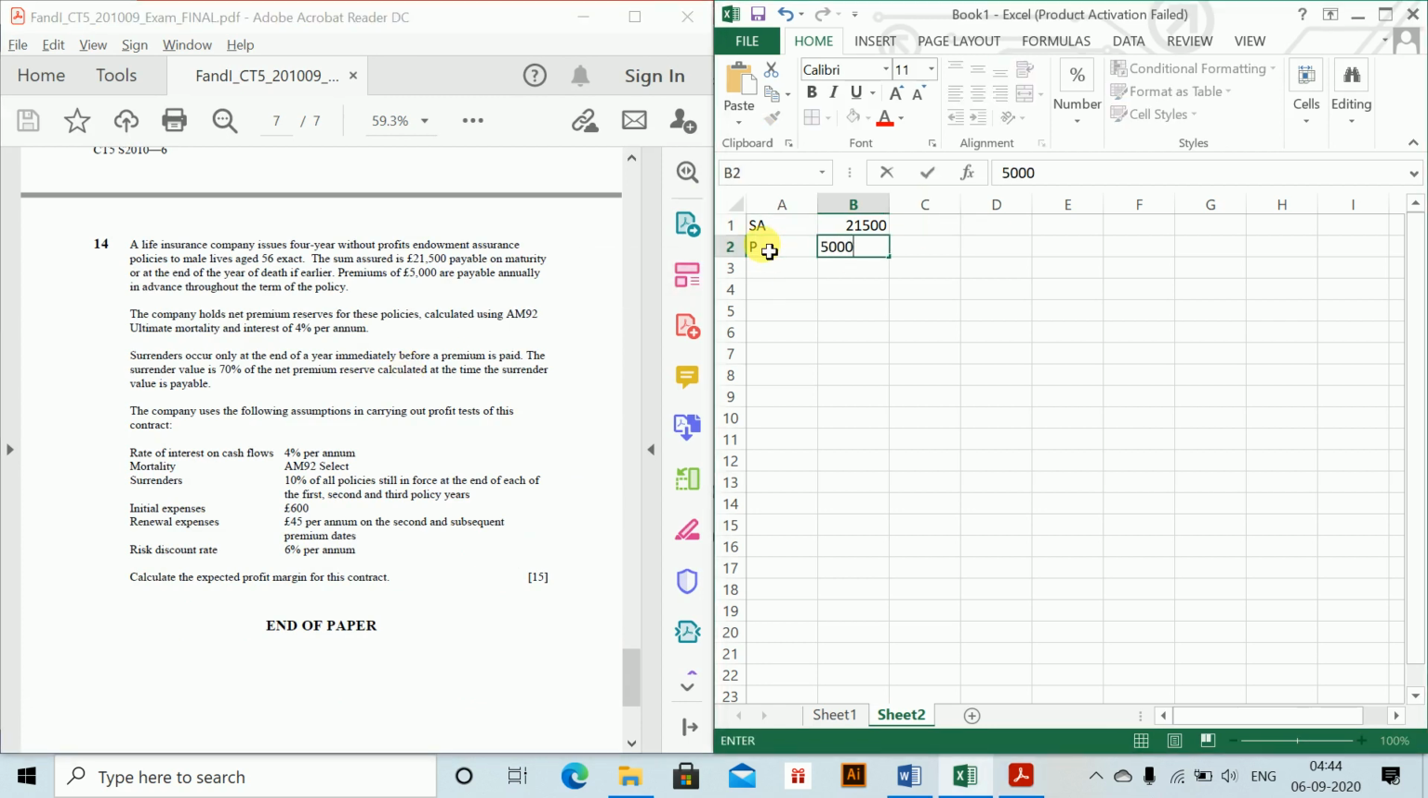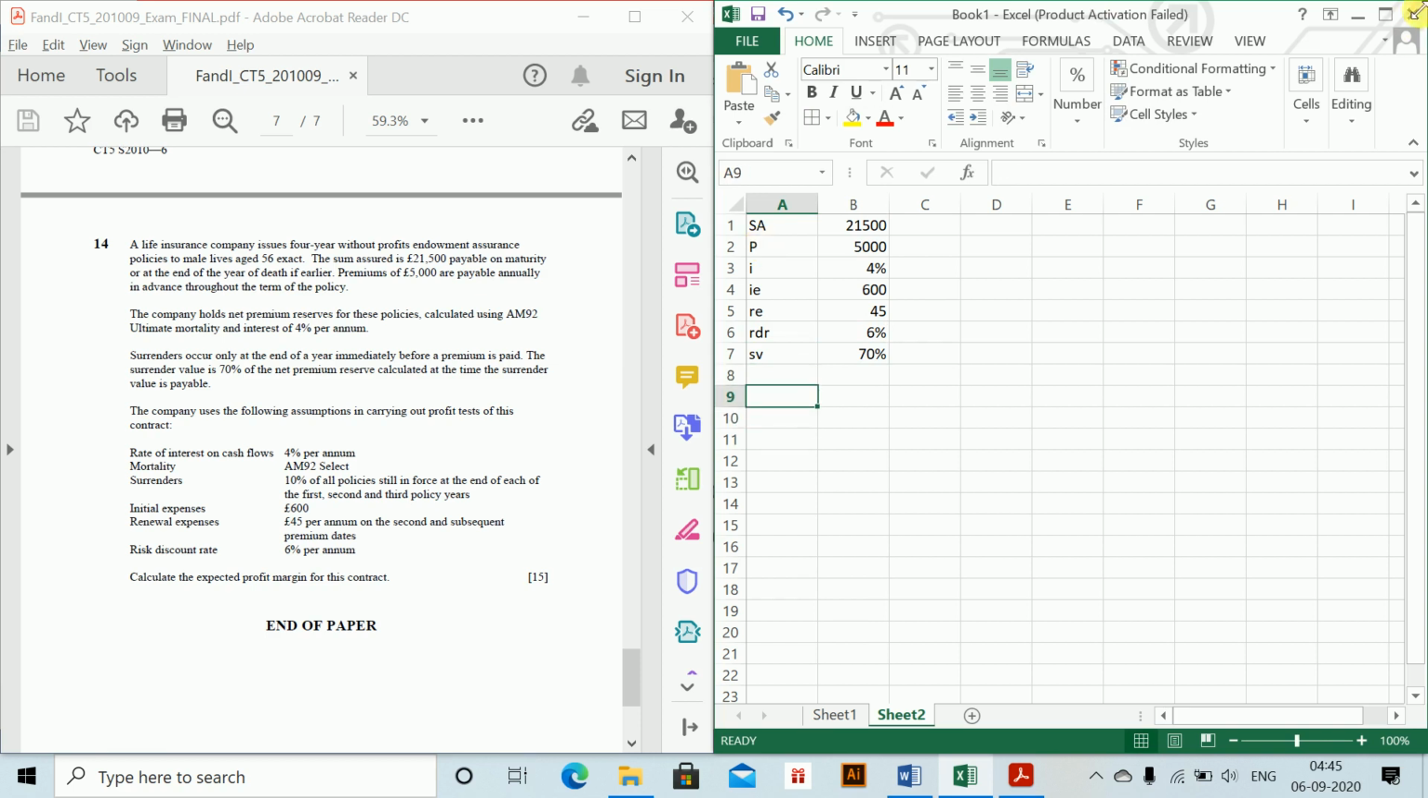Premiums of 5,000 are payable in advance throughout the policy. The interest rate is 4%. Then we have mortality M92 select, surrender is 10%. Initial expense 600, renewal expense 45, risk discount rate 6%, and the surrender value is 70%. Surrender value is 70% of the reserves paid. Anything else? No, nothing else.